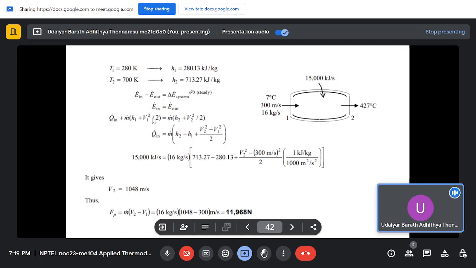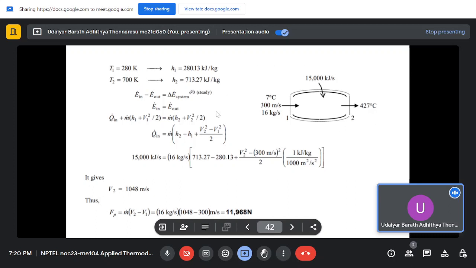So now we can take m dot into h1 plus v1 square by 2 to the right hand side. So q in will be m dot into the change in enthalpy and change in kinetic energy. From this we can find the velocity at state 2. Applying this equation and substituting the values, we get that the velocity at state 2 is 1048 meters per second. So now we have found the velocity at point 2.